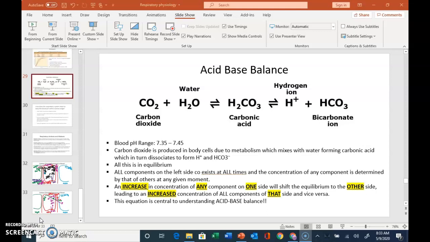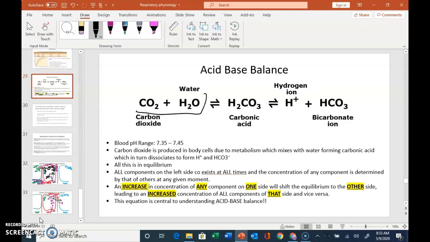Now please listen to me carefully. I consider this as the left side and this as the right side. Okay, now listen carefully. An increase in concentration of any component on one side will shift the equilibrium to the other side, leading to an increased concentration of all components of that side and vice versa. What do we mean by this?